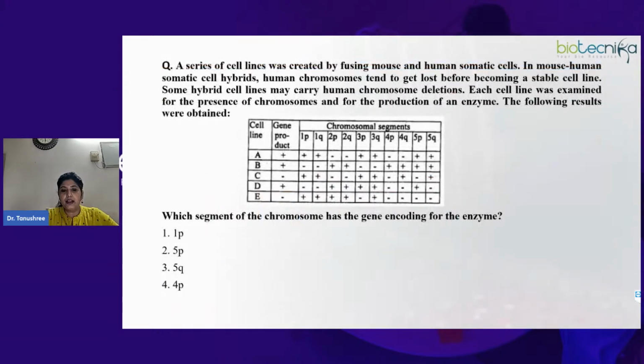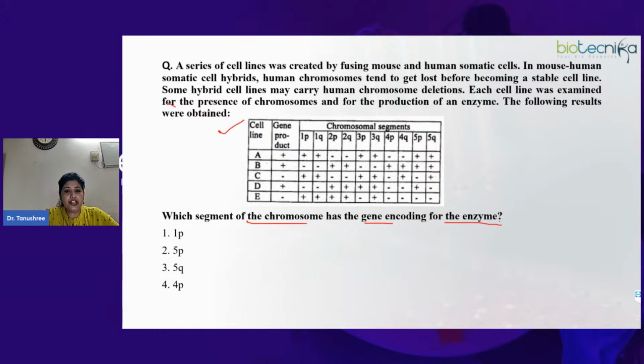Very good. Now moving on to another question. This question is based on somatic cell hybridization. A series of cell lines was created by fusing mouse and human somatic cells. In mouse human somatic cell hybrids, human chromosomes tend to get lost before becoming a stable cell line. Some hybrid cell lines may carry human chromosome deletions, and each cell line was examined for the presence of chromosome and for the production of an enzyme. The following results were obtained. You have to answer which segment of the chromosome has the gene encoding for the enzyme.